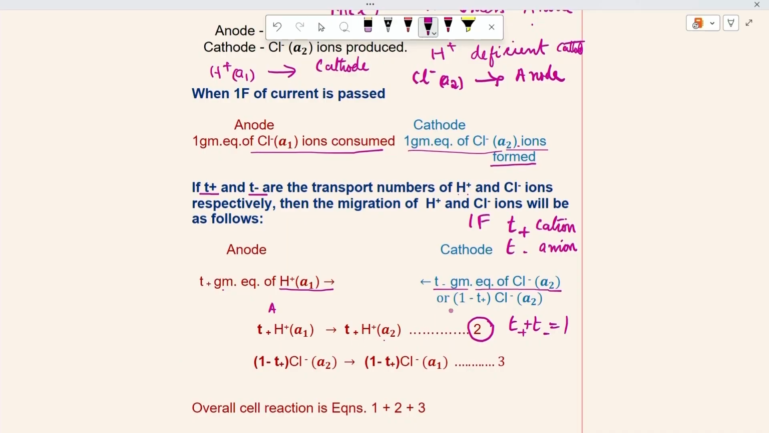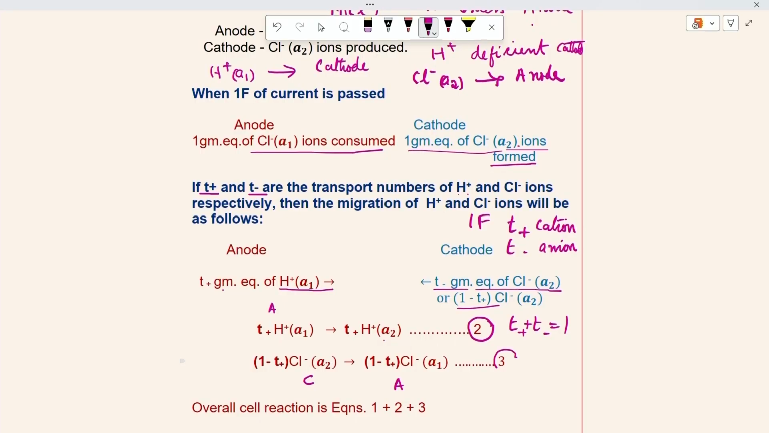Again, for chloride, I am going to take it in terms of T plus itself. 1 minus T plus of chloride ions of activity A2, that is in the cathodic compartment, migrates to the anodic compartment. The quantities remain the same, the ions are the same, but the activities are different. When it is in the cathodic compartment, its activity is A2. When it is in the anodic compartment, it becomes A1. Now, this also occurs, and is expressed in the form of an equation, equation number 3.